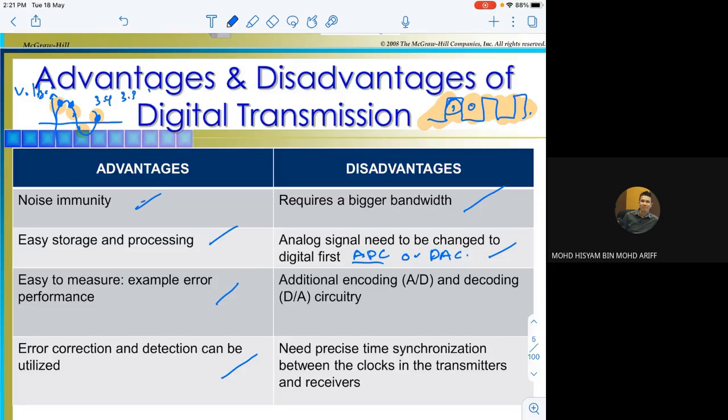Now, additional encoding. This one is A to D. This one is ADC, or sometimes we call it analog to digital converter. This one is DAC.